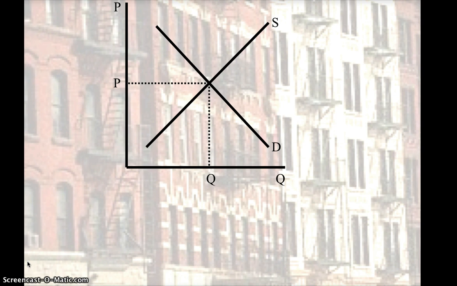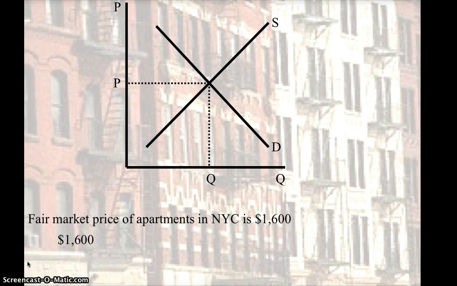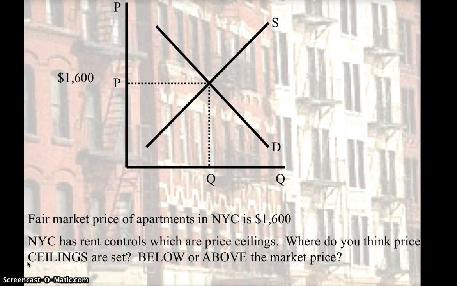Let's take, for example, an apartment in New York City, because as you saw in the video, a good example of price ceilings is rent control. And they tend to have rent control in large urban areas. So let's say that the fair market price of apartments in New York City is $1,600. New York City has rent controls, which are price ceilings. So where do you think price ceilings are set? Below or above the market price?